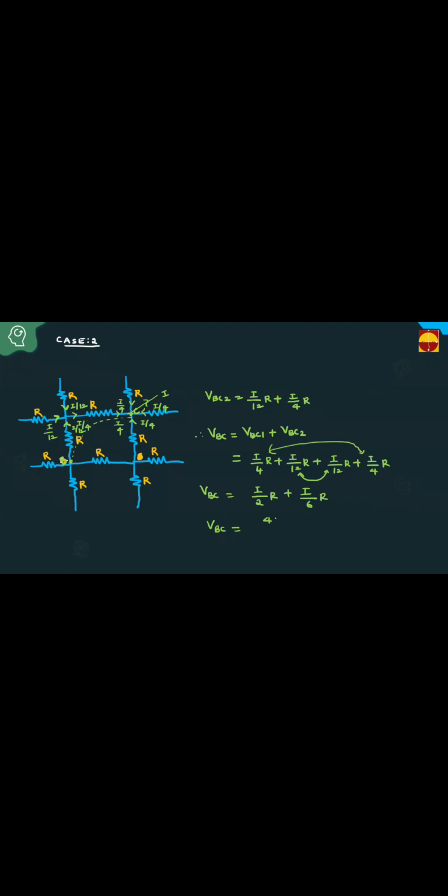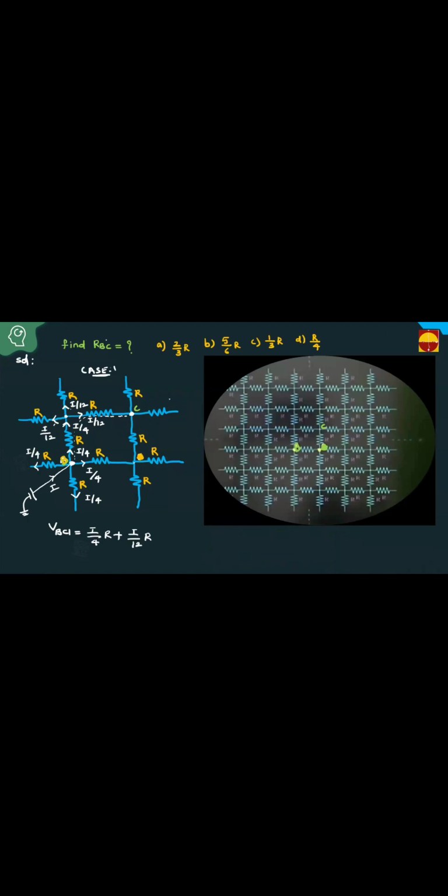That is 4 I by 6. Is correct? LCM is 6 now. That is 4 I by 6 into R. That is 2 I by 3 into R. Bring this I into the denominator. VBC by I equal to 2 by 3 into R. This is equal to RBC. The equivalent resistance between B and C terminals is 2 by 3 into R. That is option A is correct.